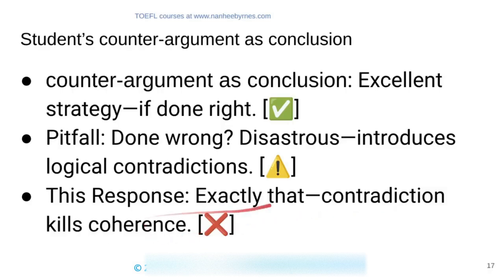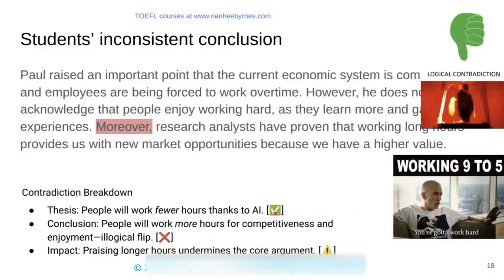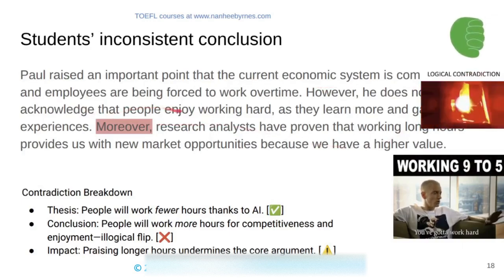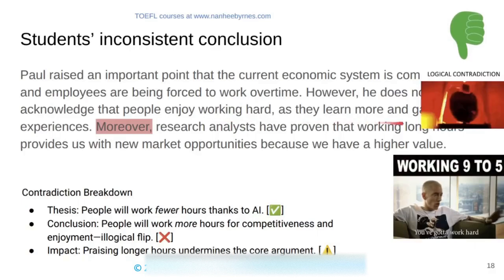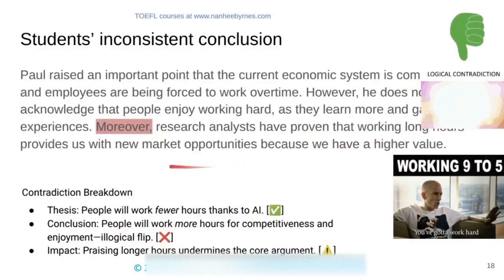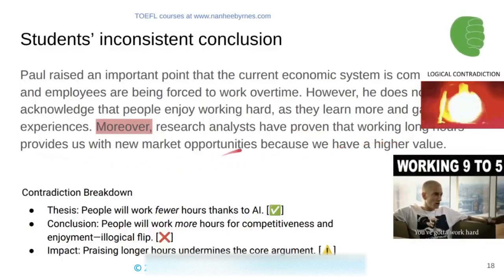The student writes, Paul raised an important point that the current economic system is competitive and employees are being forced to work overtime. However, he does not acknowledge that people enjoy working hard as they learn more and gain new experiences. Moreover, research analysts have proven that working long hours provides us with new market opportunities because we have a higher value. Here, the student makes an illogical turn.